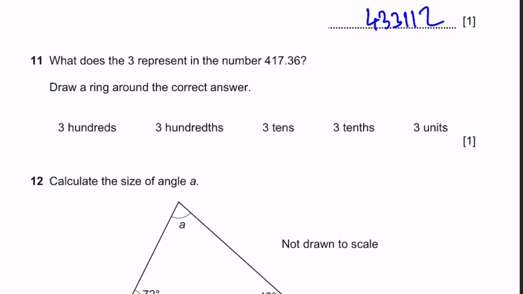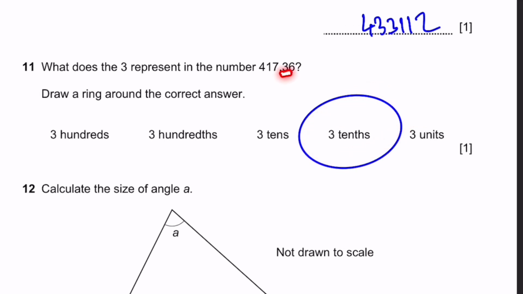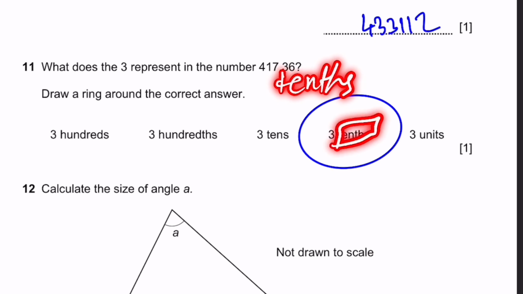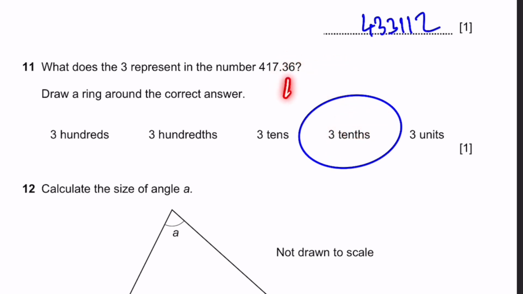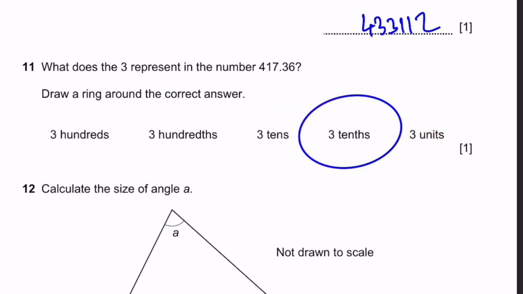Question 11. What does the 3 represent in the number 417.36? Draw a ring around the correct answer. 3 hundredths, 3 tenths, 3 units. Answer is 3 tenths. Why this is 3 tenths is after the decimal, first place is 3 over here, and that's in tenths, spelled like this, just like here. And 6 is 6 hundredths. So that's why the answer is 3 tenths. That's the answer.